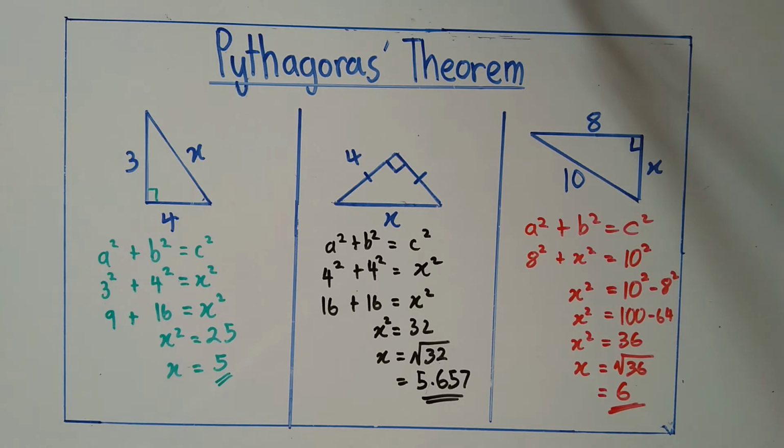These are the few examples of how Pythagoras theorem helps in solving right-angle triangles, and this will be useful in solving trigonometric questions in right-angle triangles.